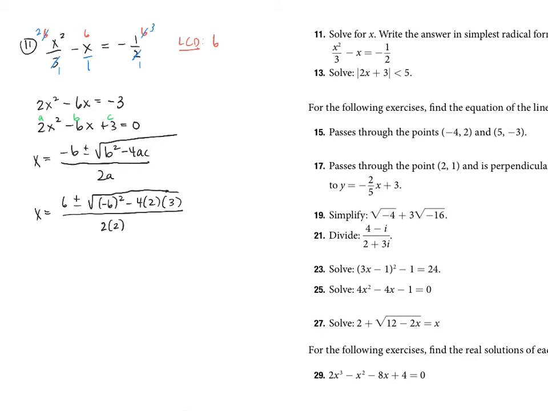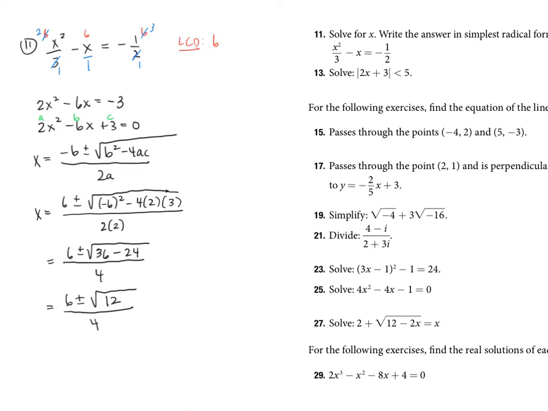Once you have your a, b, and c identified, you just plug them in and then simplify what you have. So you have 6 plus or minus the square root of negative 6 squared, which is positive 36. You have one negative, so it'll be a minus. 8 times 3 is 24, over 4. Finish what's under the radical, so 6 plus or minus the square root of 36 minus 24, which is 12, over 4.